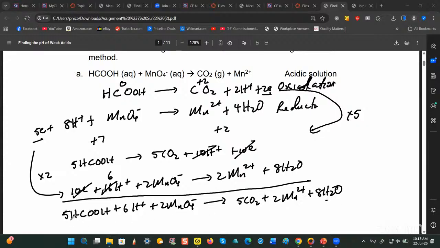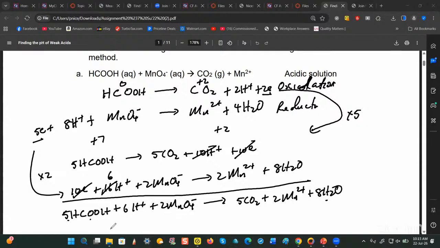And then for the oxygens, we have 10 oxygens plus 8, so that's 18 oxygens total on the left, and here we have 5 times 2, 10, plus 8, 18 oxygens, so the oxygens are balanced. And the manganese, we have 2 manganese here, we have 2 manganese here, so that's balanced.